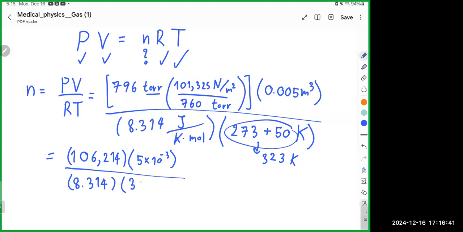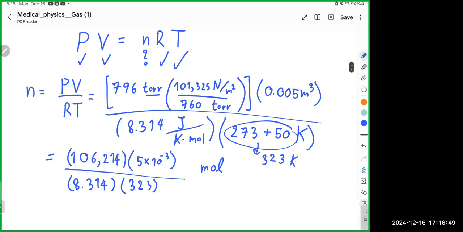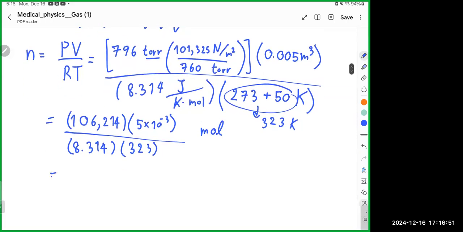And here, when the unit is in mole. So the final answer for this case is 0.1976 mole. It's less than 0.2 a little bit.